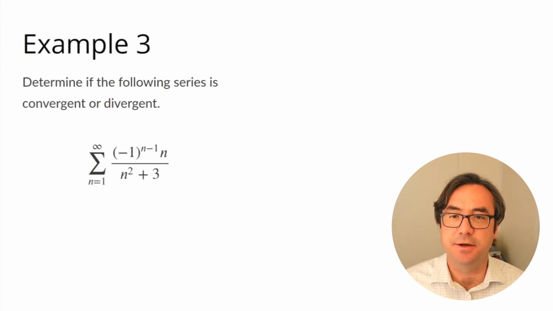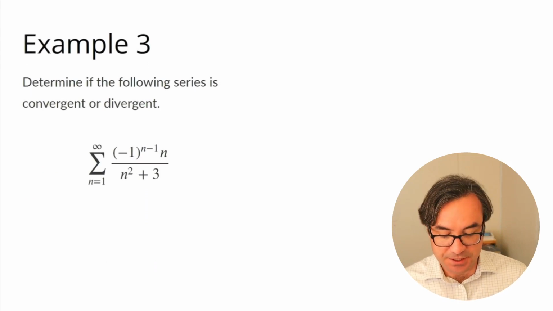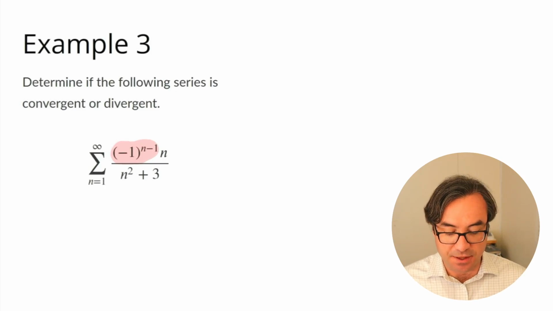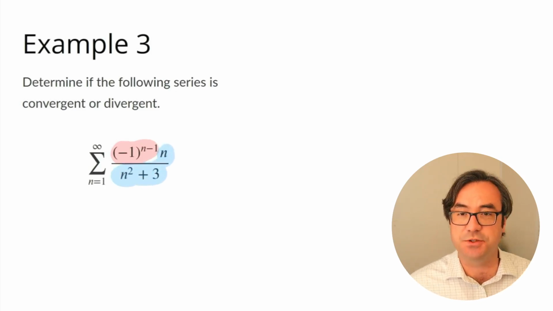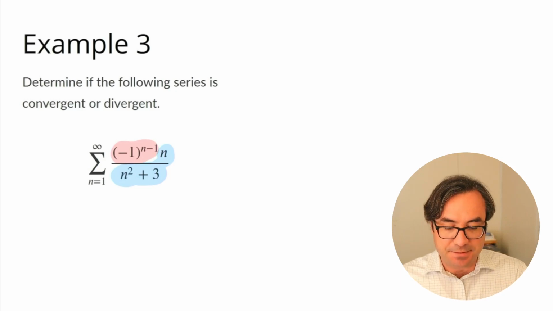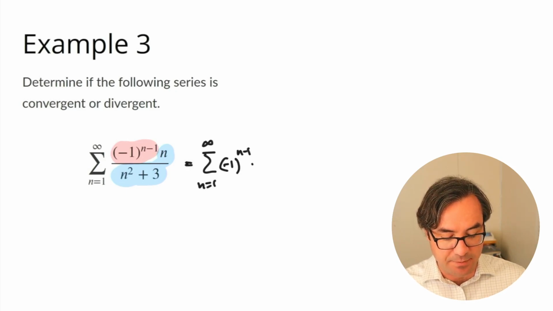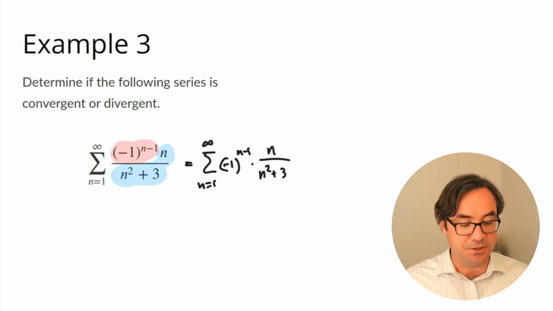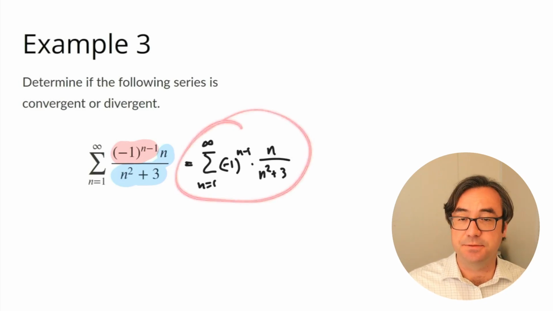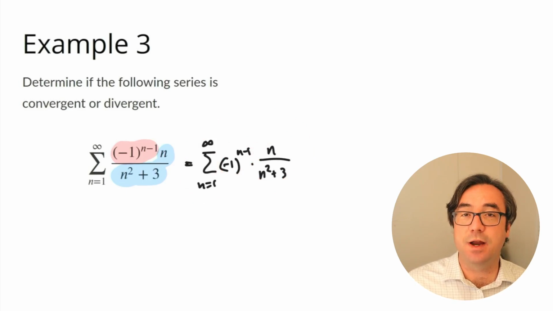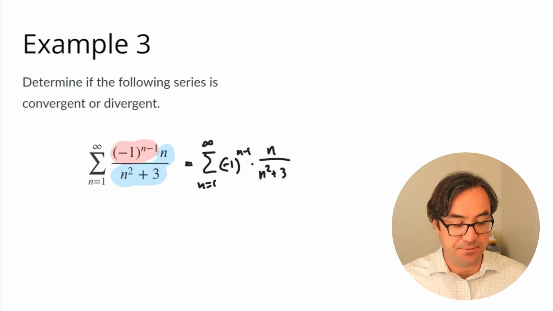So we got another alternating series. Again, we see that we have this alternating part, -1 raised to the n minus 1. And then we got all this other stuff, n and n squared plus 3 in the denominator. So I think it's helpful to rewrite the series where you really separate off that alternating piece. So we have n over n squared plus 3. All right, so this is an alternating series. We have that alternating part, and then we have this term n over n squared plus 3. All the terms here are positive.